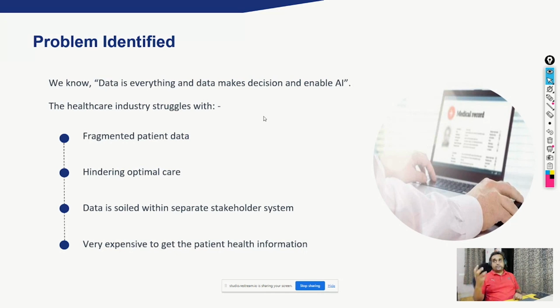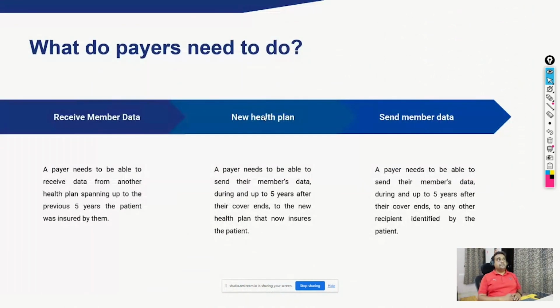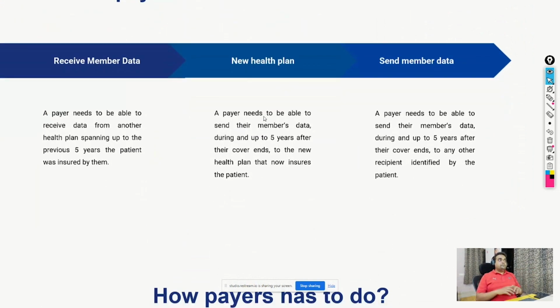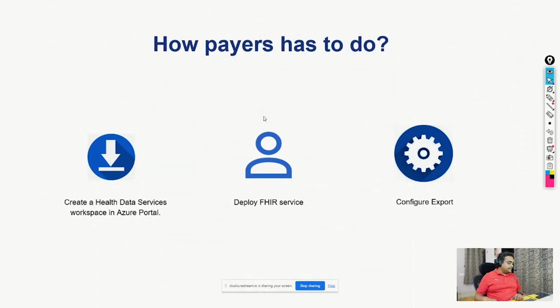We can do the data exchange using interoperability and export FHIR. I'll talk technically also. We've had enough talk about the theory, like what is FHIR, and I'll show how the lab data looks, how the patient data looks. I'll show everything here. So what do payers have to do? They will receive the member data, then they will produce a new health plan, then again send the member data. I'll come to this part in detail later, but before that, we'll go to the next slide.